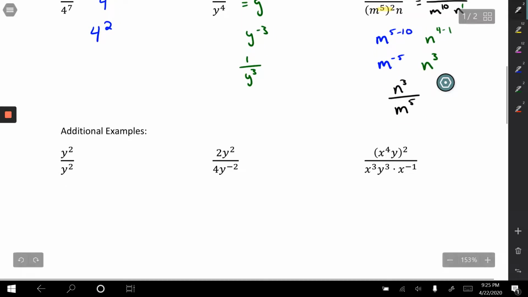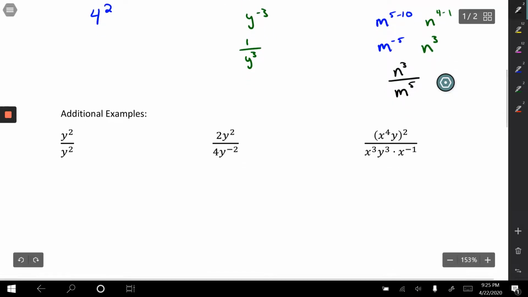All right, now I like this example with the y's, and here's why. If I have the same thing on the top and the bottom of a fraction, well, that means that they're equal, and so of course it is the same thing as 1.